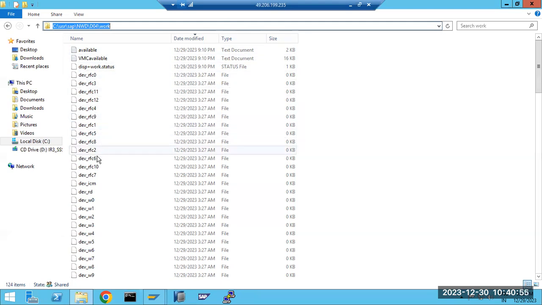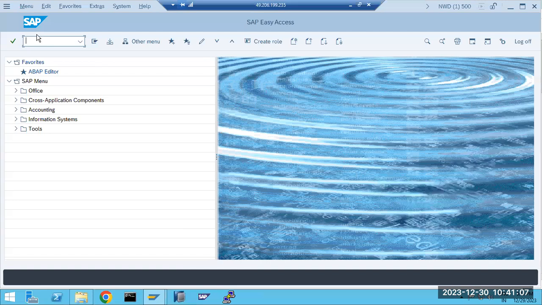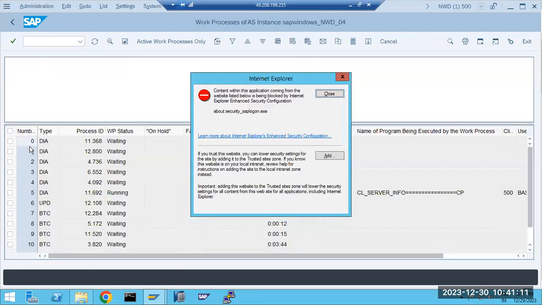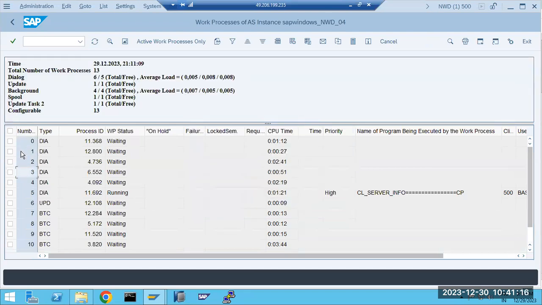All the log files start with dev underscore. If it is ICM related, gateway, or work process number 0, then if you go to SM50 we have the options: work process 0, work process 1, 2, 3. These work process related log files we can track here.